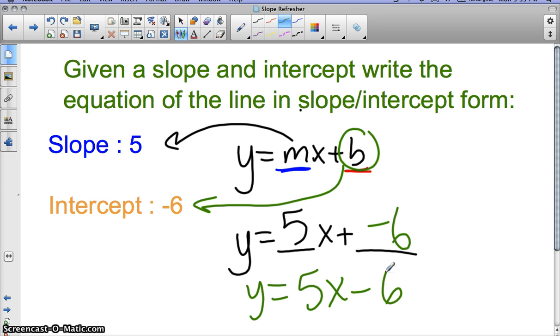I've gotten the question, why do I put the y equals blank x plus blank? Because if this wasn't a negative 6, if it was a positive 6, I've seen people before put y equals 5x 6 with no operation in between. Some people may laugh, but it's happened, so I always put that in there. And then you can always go back through and make it look nice afterwards. Doesn't matter to me.